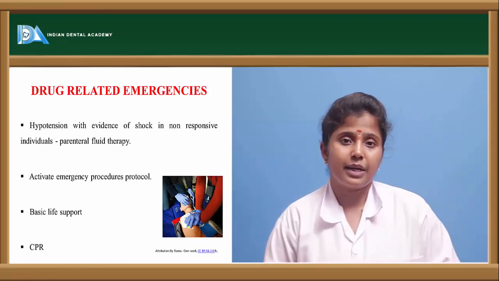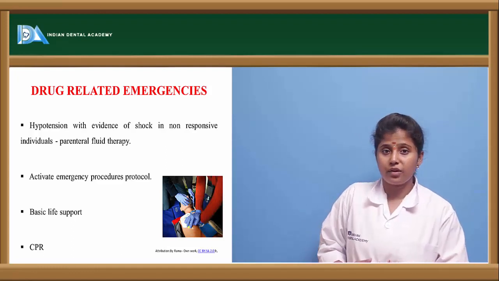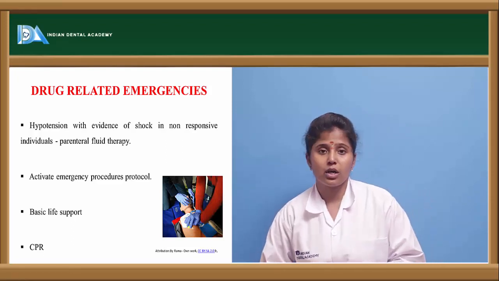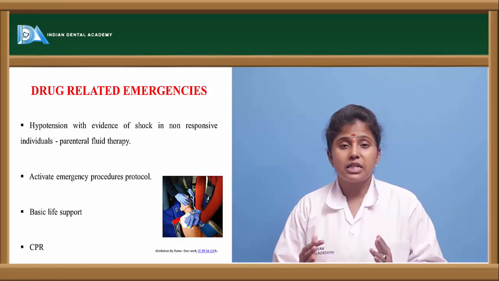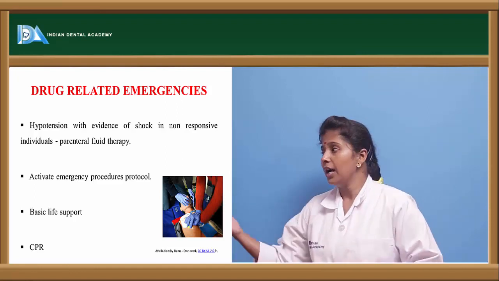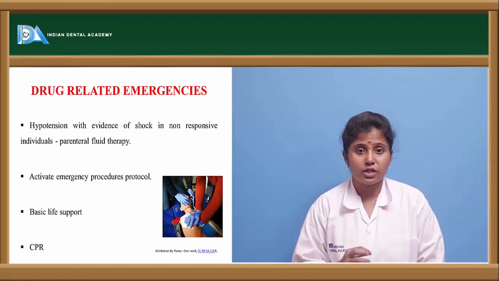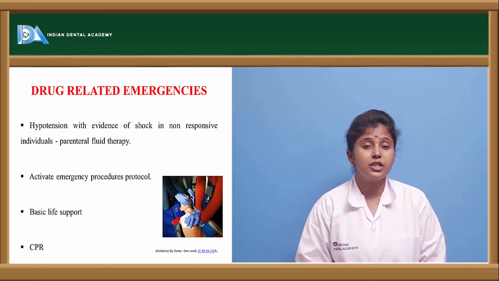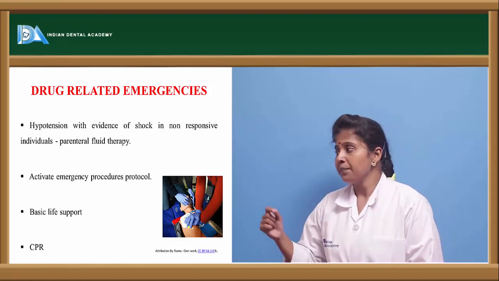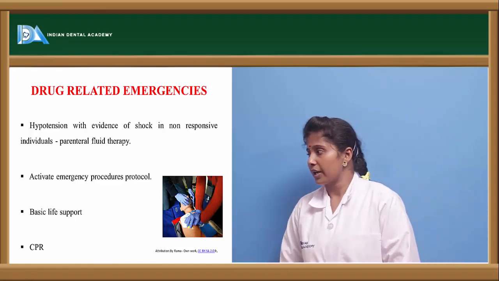What are the drug related emergencies? If a person is having any problem or any side effects of toxicity of the drugs, how can we treat that emergency? Hypotension with evidence of shock. If a person has lower blood pressure, because of the fall in the blood pressure the person is having shock, which is non-responsive. The person will not be able to respond. In that condition, immediately give fluid therapy. Fluid therapy in the form of infusion should be given, and immediately the person should be taken to the hospital with the proper care.